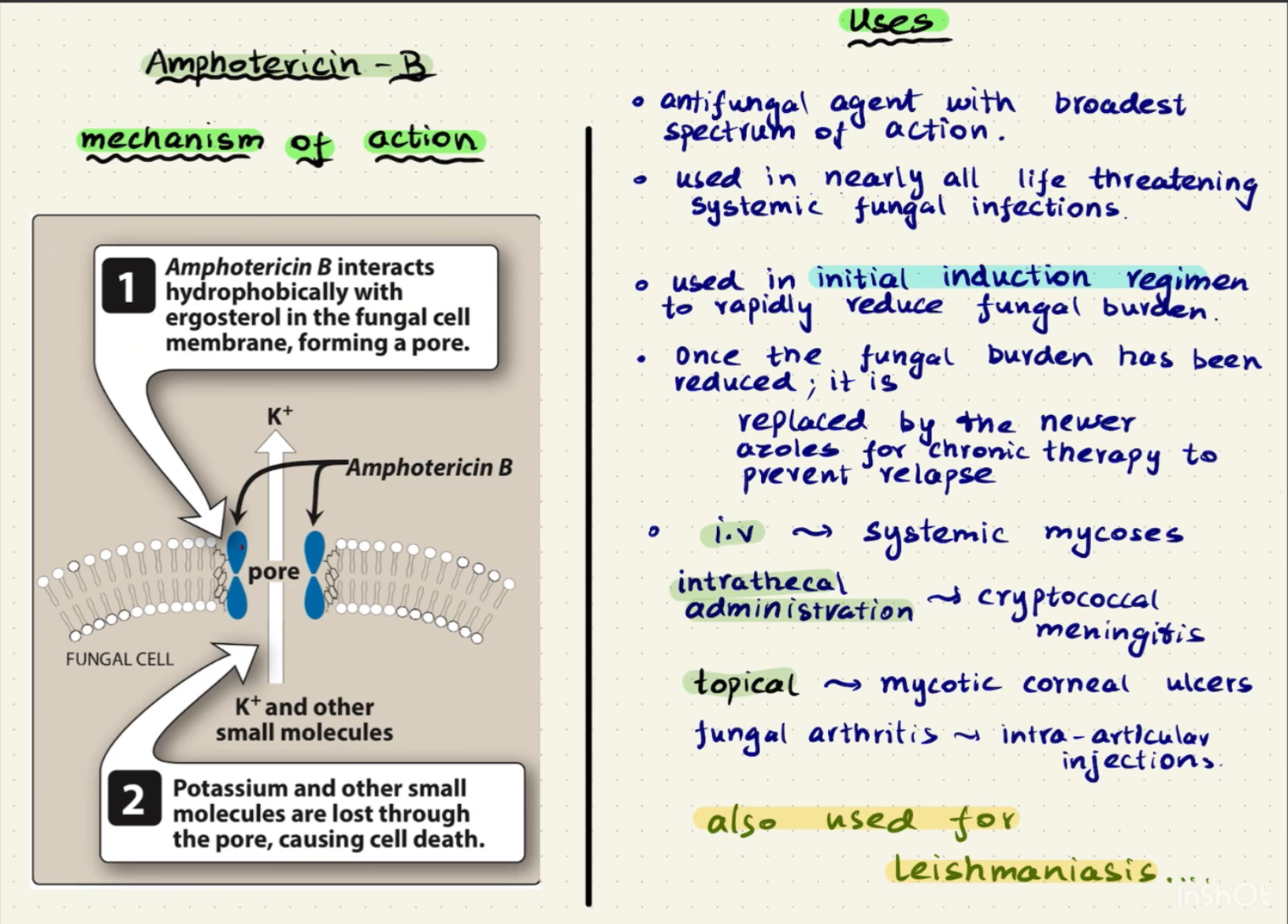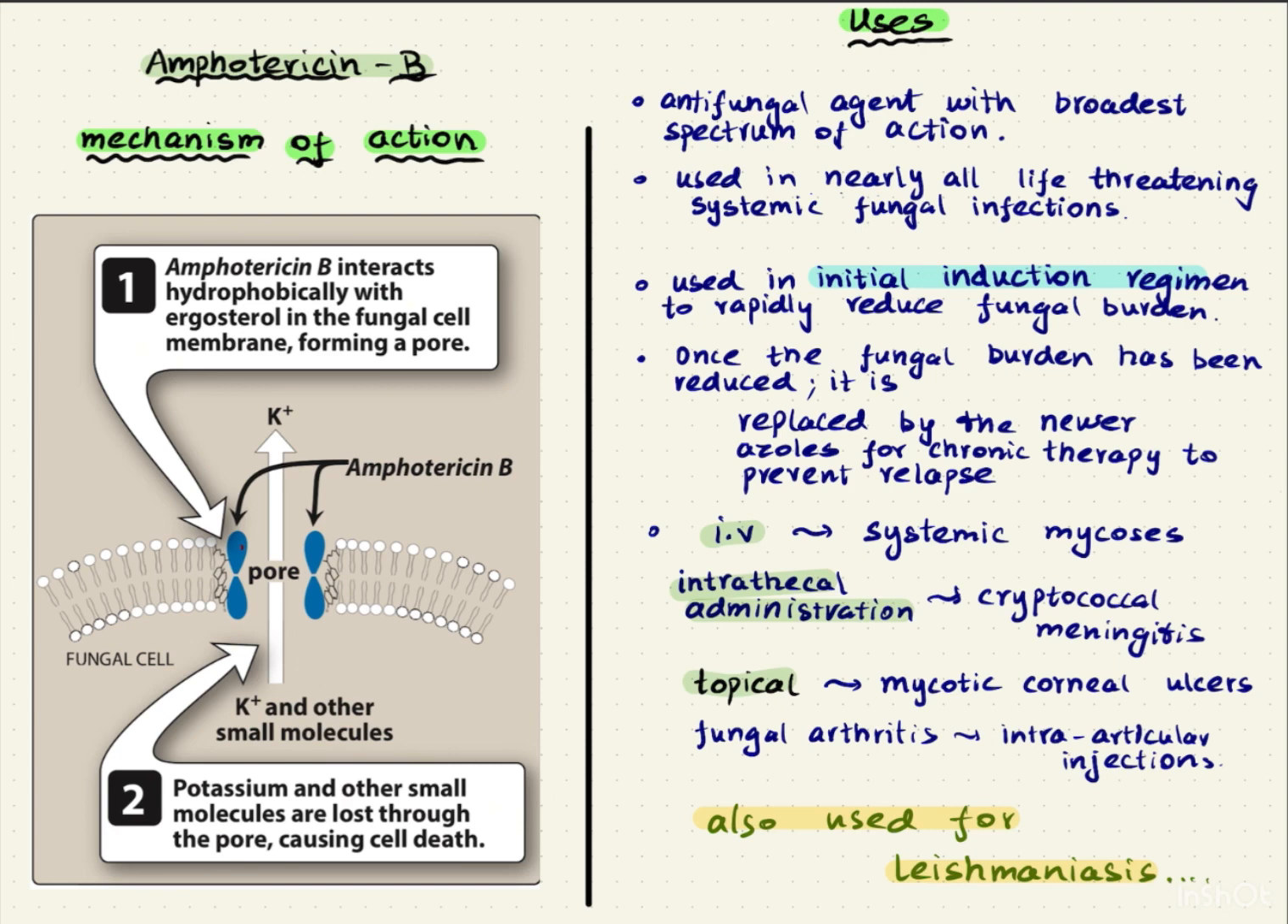Now, coming to the uses. It is an antifungal agent with a very broad spectrum of action, and it is used in nearly all life-threatening systemic fungal infections. Especially, it is used during the initial induction regimen to rapidly reduce the fungal burden. And once the fungal burden has been reduced, amphotericin B is usually replaced with other drugs like azoles.